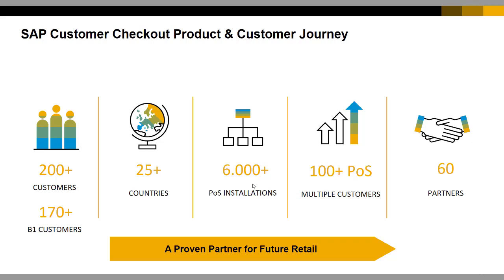Very often we hear from the customers, is SAP Customer Checkout only for the small business with 2 or 5 or 10 point of sale? That's not true. We have multiple customers who are live who have more than 100 point of sale. Though the average deal size remains in the area of 20 to 40 point of sale, we have live customers with more than 100 point of sale as well. And all this while we have been working with 60 different partners from SAP partner community.